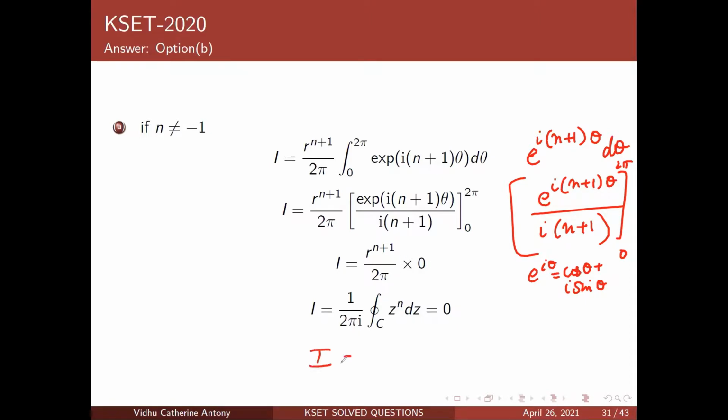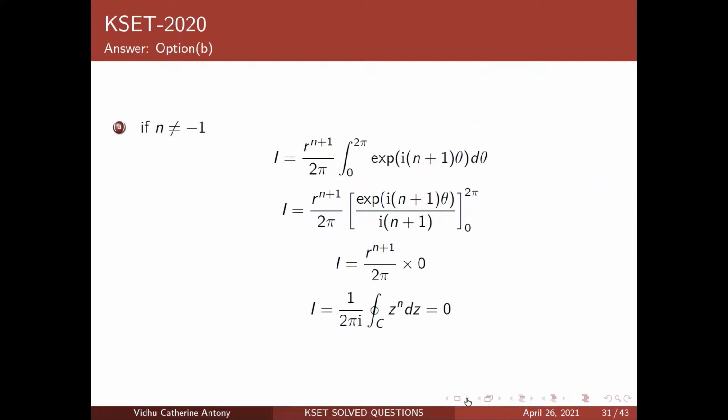So the integral, for any value of n other than minus 1, is going to give you a 0. But what happens if it is minus 1? If it is minus 1, then this whole thing goes away. You just have one factor here and you have d theta. When you evaluate this, you end up getting 2 pi here. And you know that r is equal to 1 because it's a unit circle. So this is going to be 1. This is going to get cancelled. Your integral is going to be equal to 1.